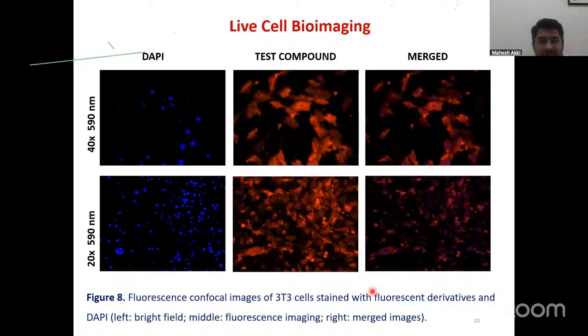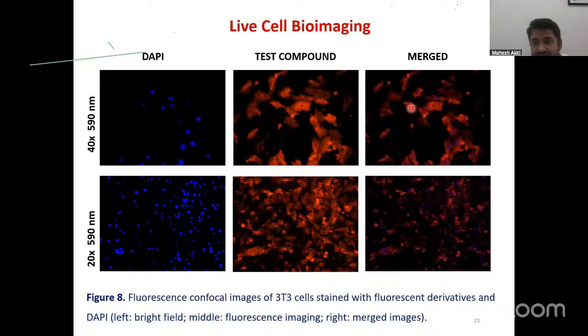Further, live cell bioimaging was carried out with respect to the compound QNA. The live cell imaging was carried out using NIH3T3 fibroblasts with fluorescence microscopy. Here these are the results, that is, the images. The results revealed that the test compound QNA efficiently permeates cells and exhibits both cytoplasmic and nuclear localization. These are the merged images.